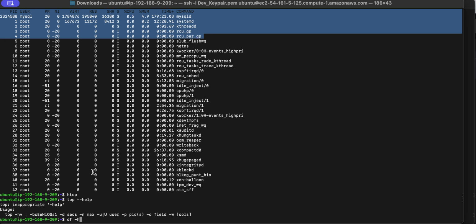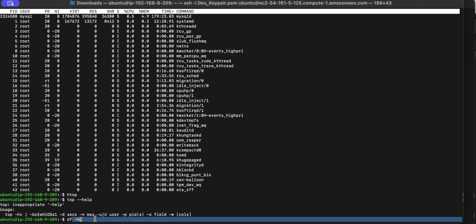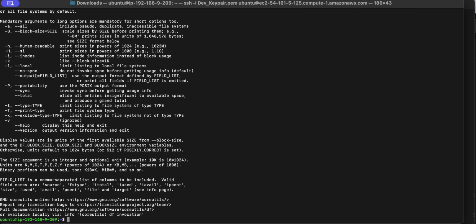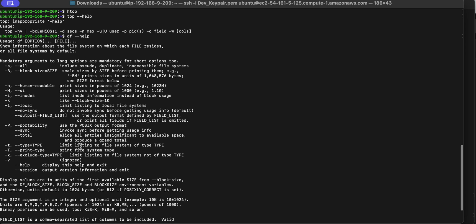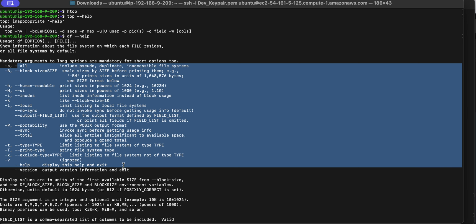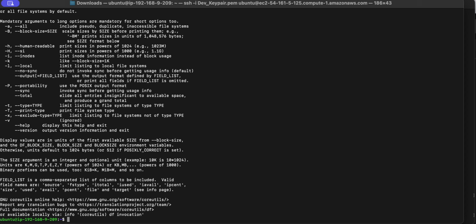Now for checking the disk, there is the df command, and these are the flags: hyphen h and hyphen m. Hyphen h is for human readable, hyphen m is for megabytes. Hyphen capital H, SI, is in powers of 1000, like GBs. These are the flags which I was talking about.